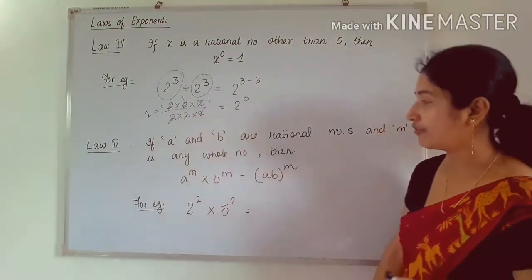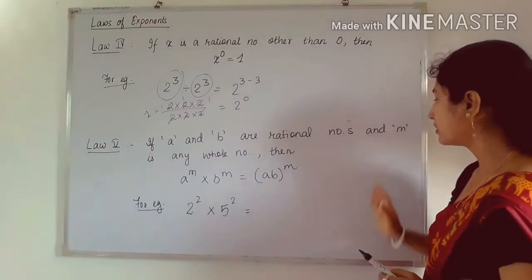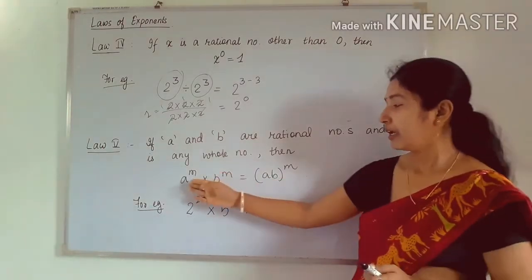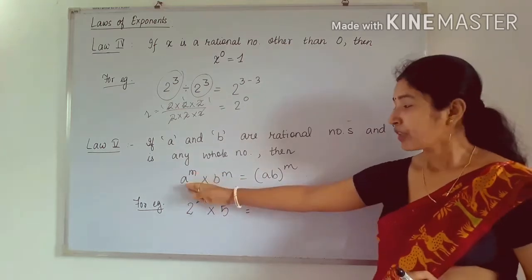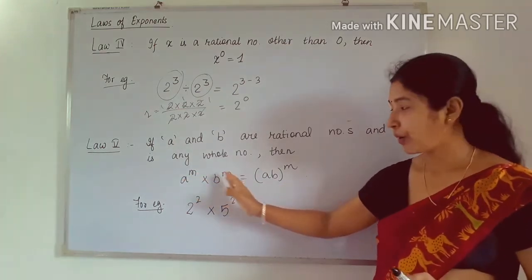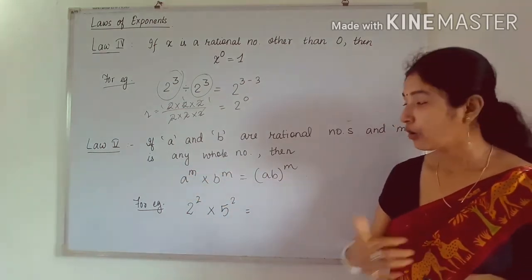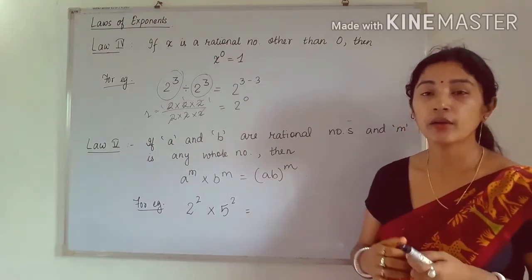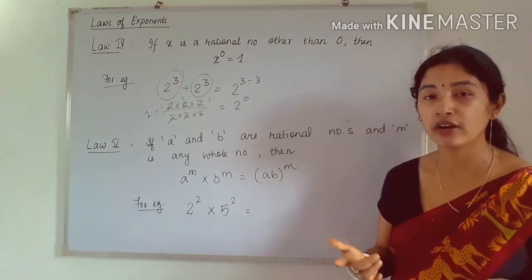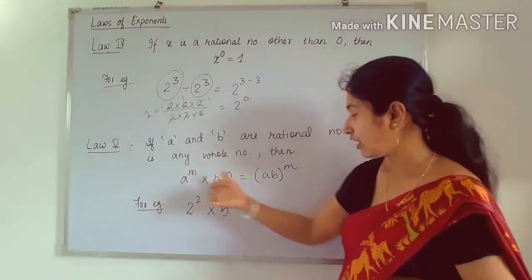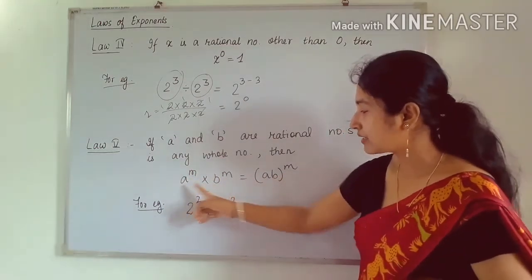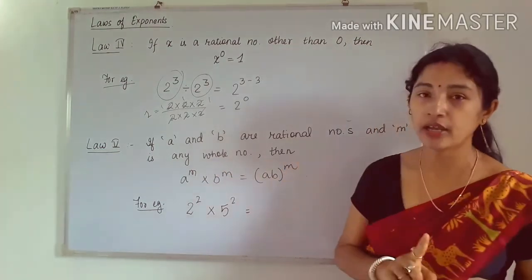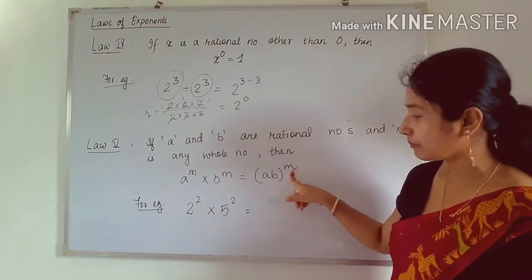Next is law number 5. If a and b are rational numbers and m is any whole number, then we can write like this. Here see what is happening. The bases are different and the power is same. But in law number 1, it was opposite: the base is same and the powers are different. Here the base is different, so what we have to do? We have to multiply the bases and write the common power. Common power means m, you have to write only one time.